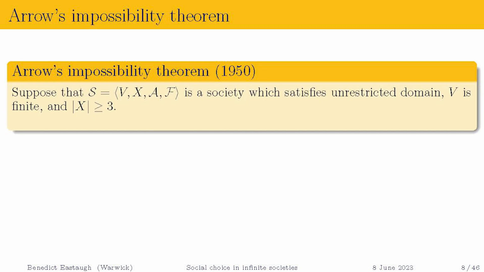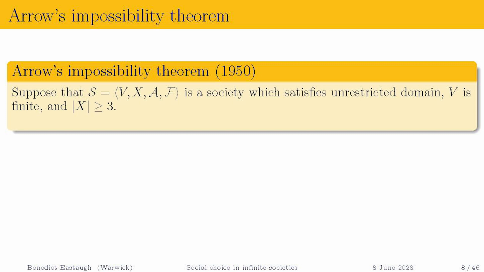And on the basis of these conditions, Arrow proved this famous impossibility theorem. So suppose we have a society which satisfies unrestricted domain, and there's a finite set of voters. Seems pretty natural. We could be voting on something in here right now. It seems like a reasonable notion of society. And suppose that there are at least 3 alternatives.